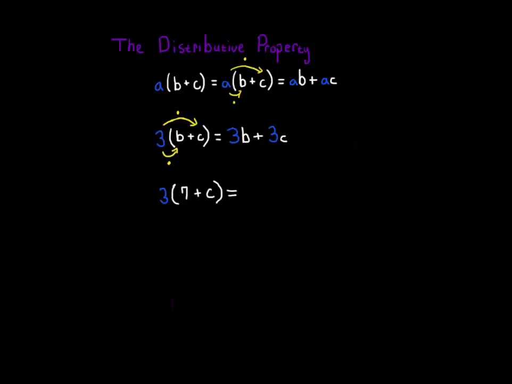Here's another example where we let B equal 7. We distribute the 3 to both the 7 and the C to get 3 times 7 plus 3 times C. But of course, we can simplify 3 times 7 to 21. So a slightly better answer might be 21 plus 3C.